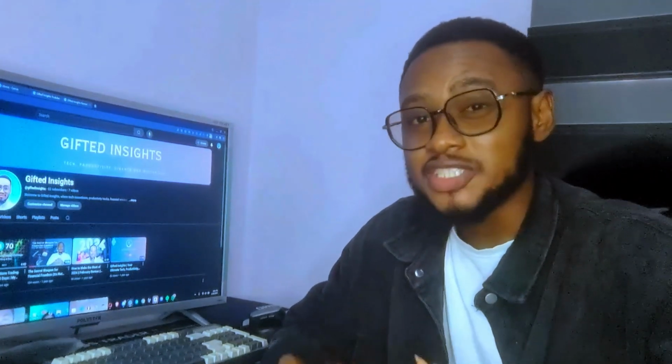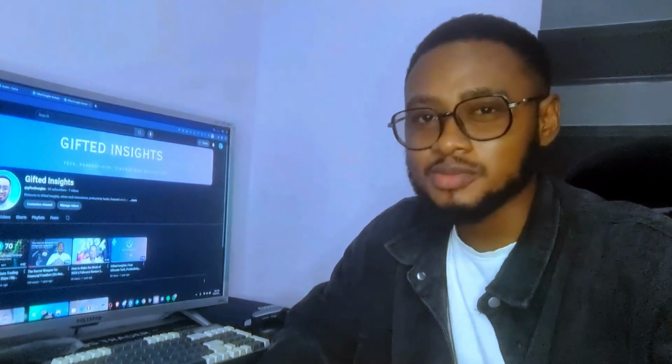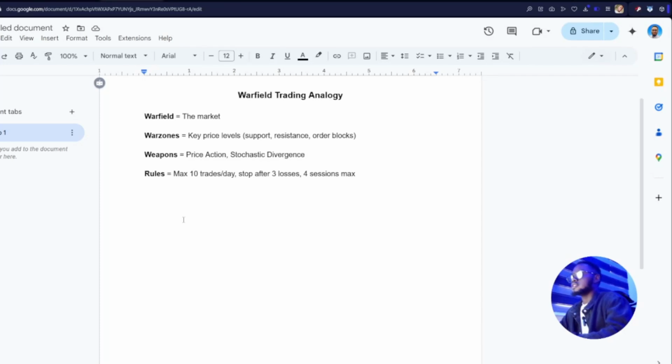Before I begin trading, I will share my trading analogy and also do a recap of my rules and setup. So, let's go there. The name of my trading analogy is the warfield trading analogy, and that's because I see the market as a warfield. It's a warfield between buyers and sellers fighting for control. That's the way I see it.